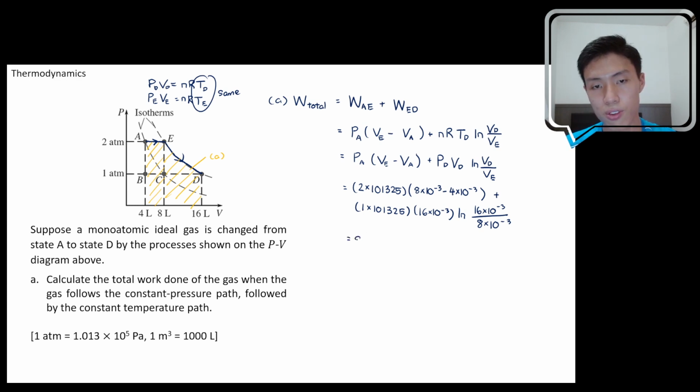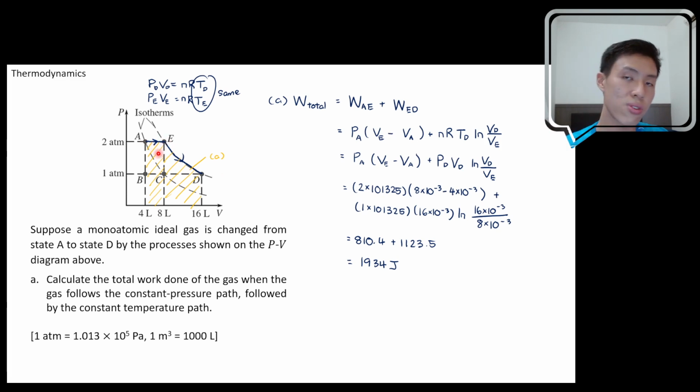And I believe for the first term you get 810.4, for the second term you get 1123.5. So if you sum them up, you get the total work done to be 1934 joule. Okay, so everything here is positive because it's expansion followed by another expansion. So it's always going to the right in this graph. So this area here is positive, this area here is also positive. Both areas positive, so the sum of them will be a larger value, which is 1934 joule here.